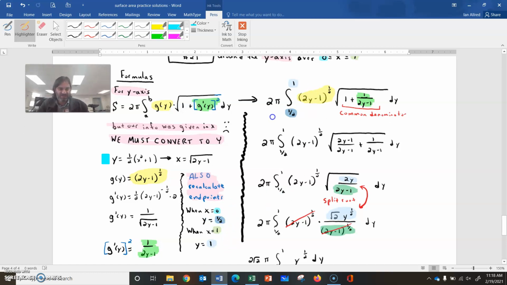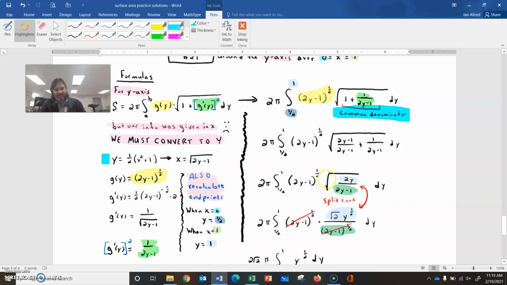So after everything is plugged in terms of y, the formula will look like 2 pi integrated from 1/2 to 1 as the endpoints times the integral of 2y minus 1 to the 1/2, and then the square root of 1 plus 1 over 2y minus 1. Again, under that square root, we have a number plus a fraction. So I'll use a common denominator to add those together. That common denominator would be 2y minus 1. So after I do that and pull everything together, under the square root, I'll have 2y in the numerator and 2y minus 1 in the denominator.